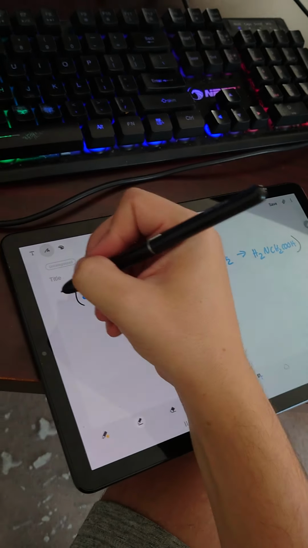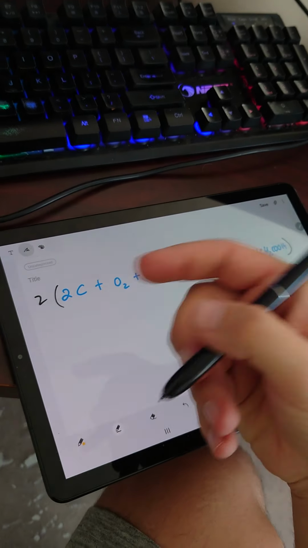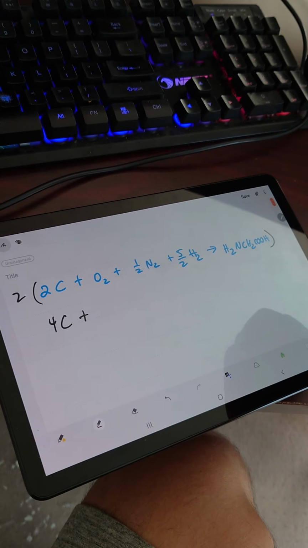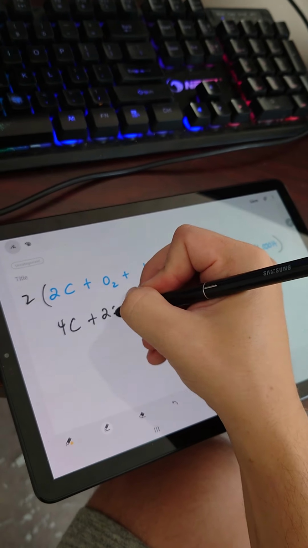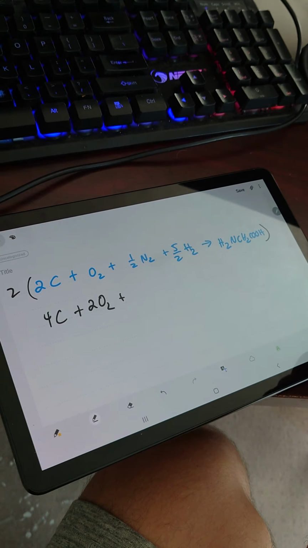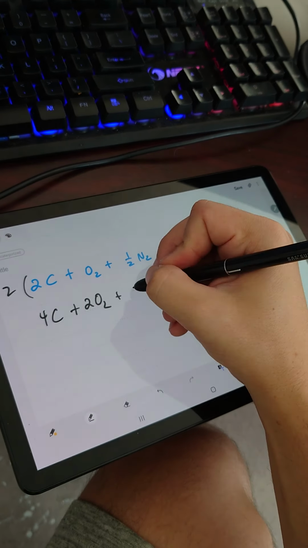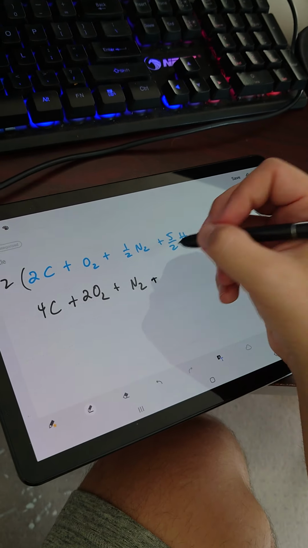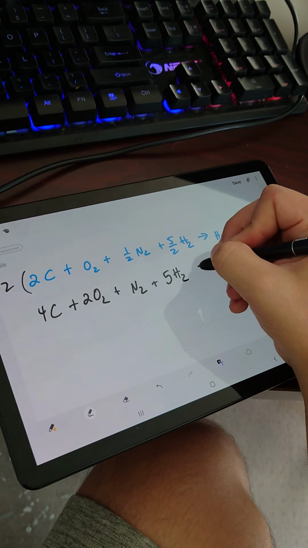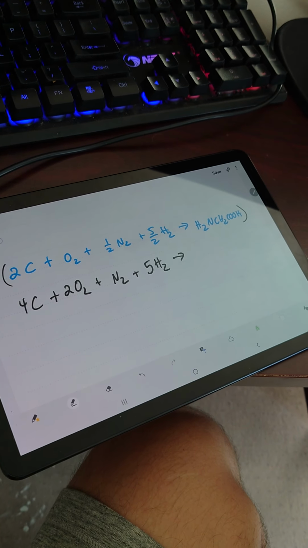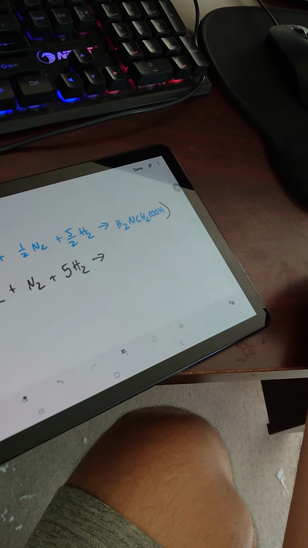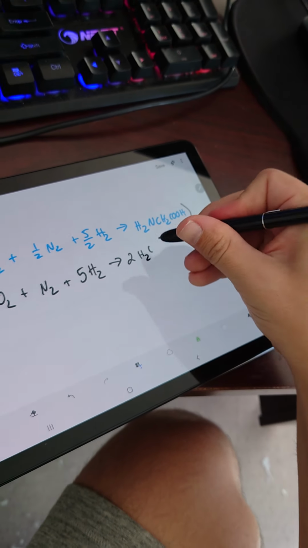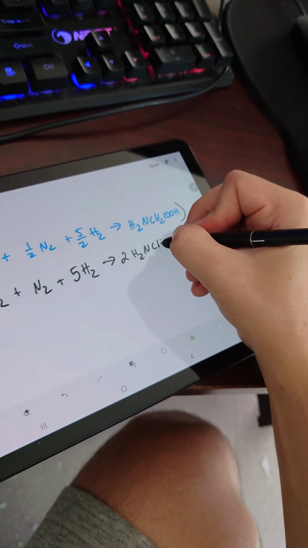To get rid of the fractions, easier than you think, multiply everything by 2. So the coefficient of carbon was 2, it's now 4. Oxygen's coefficient was 1, it's now 2. Nitrogen's coefficient was a half, now it's 1, so we don't write anything. Hydrogen's was 5 over 2, so now it's 5. This amino acid, glycine, I guess it is, will just now have a 2 in front of it. Easier than it may seem.